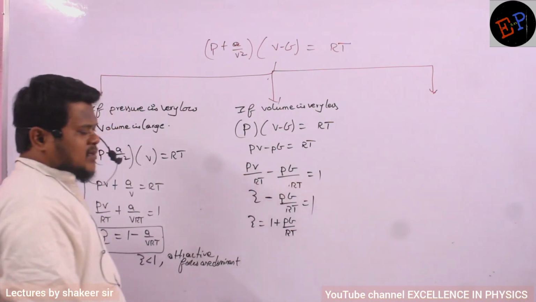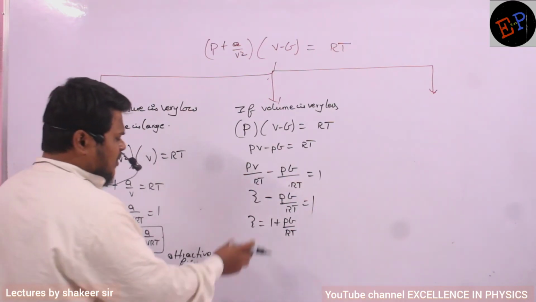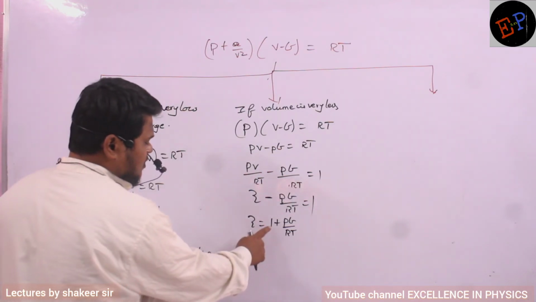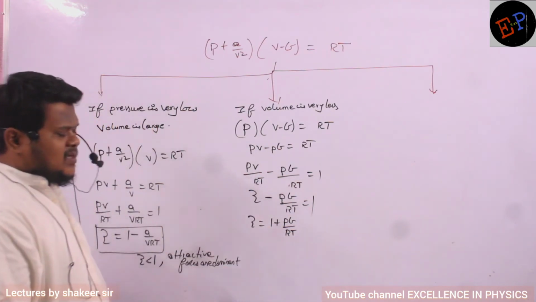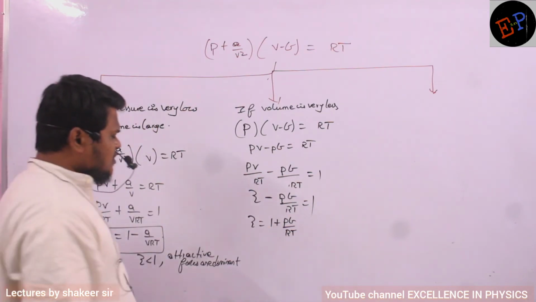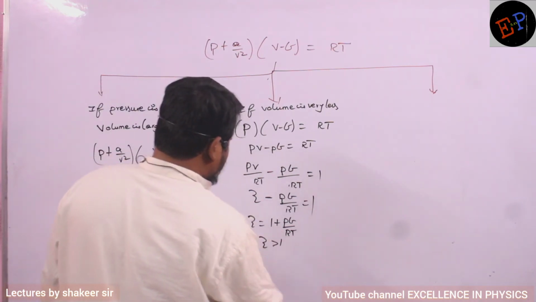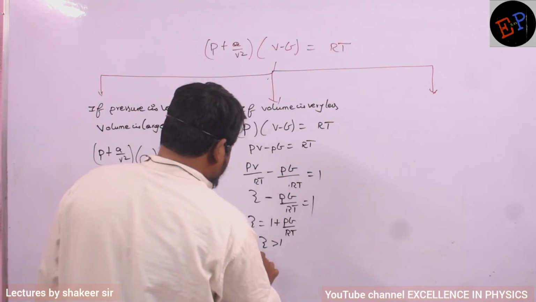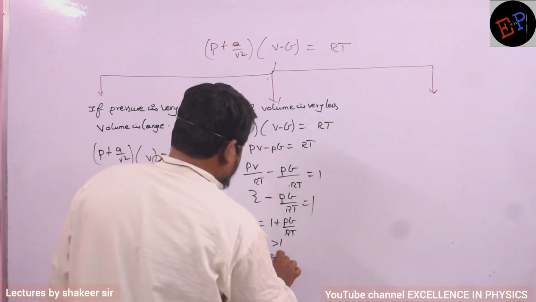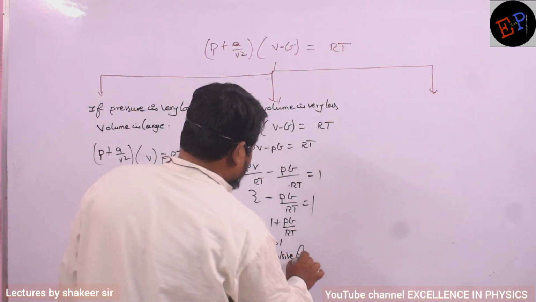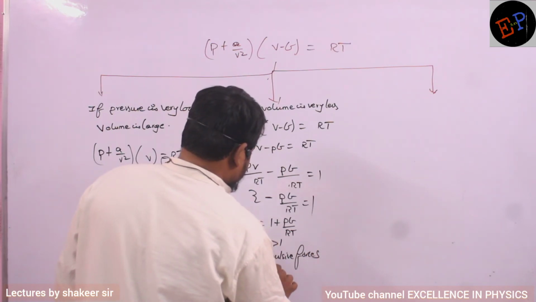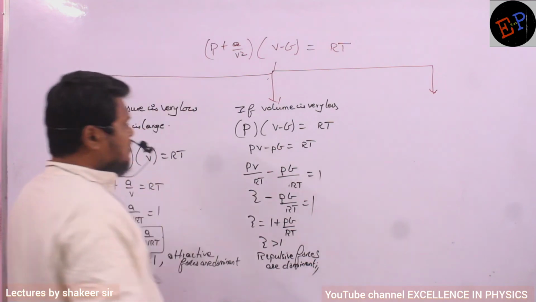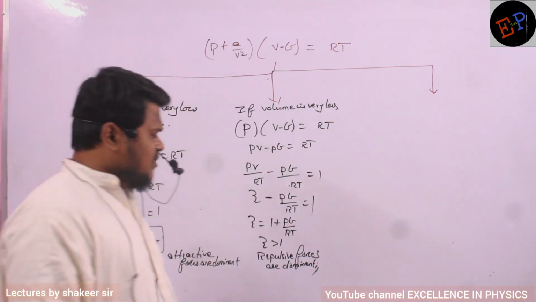This is the equation which we got. By looking at this equation, I can say that Z is definitely greater than 1, because here we have 1 + Pb/RT. It means the Z value is greater than 1. If the Z value is greater than 1, which forces are dominant here? I can definitely say that repulsive forces are dominant in this condition.